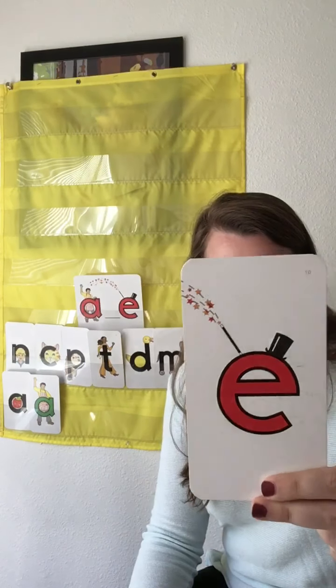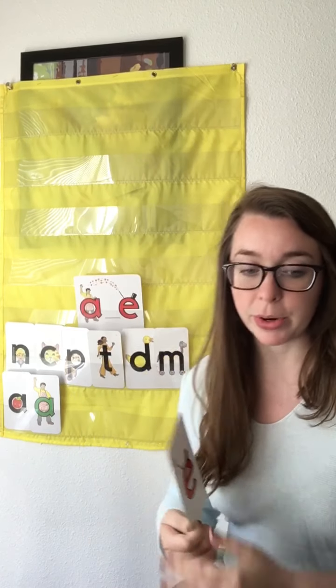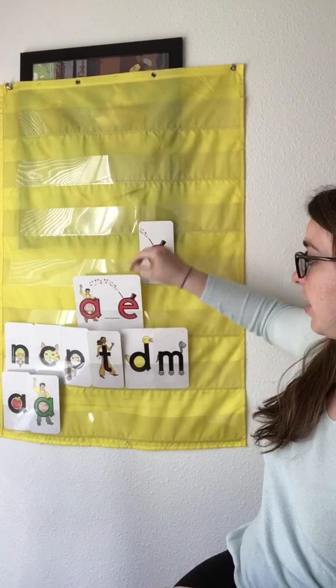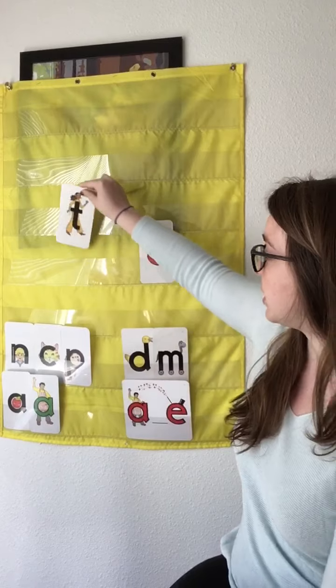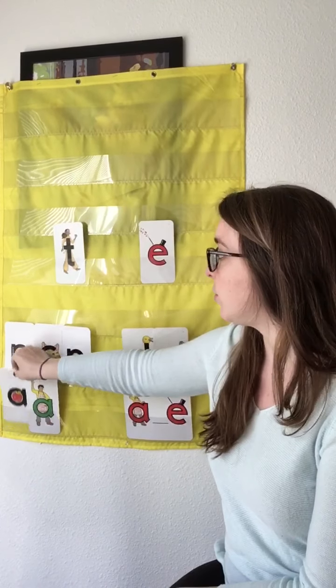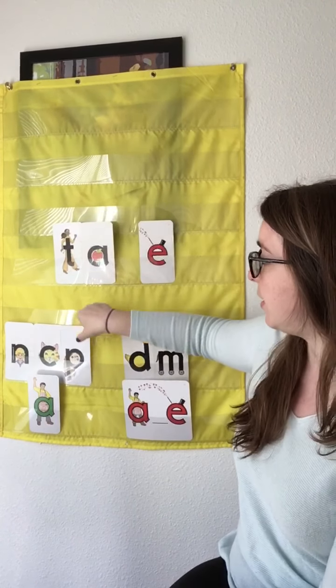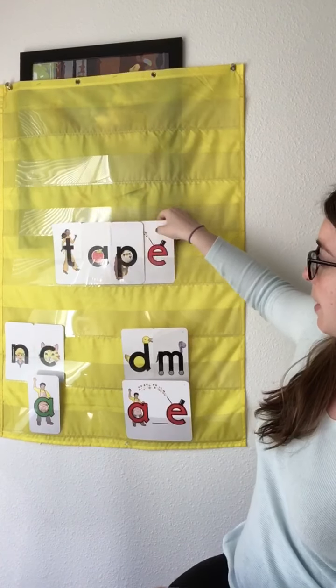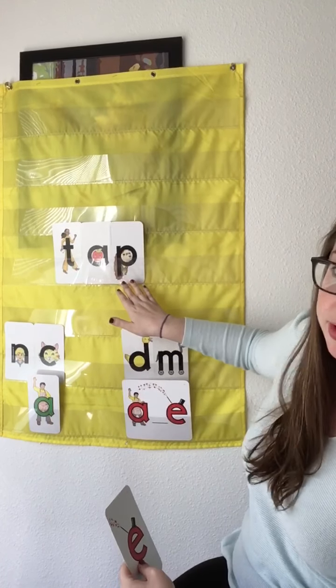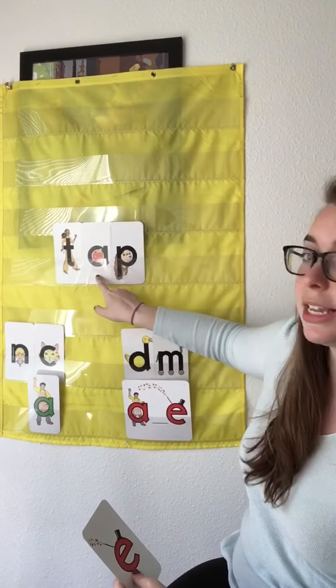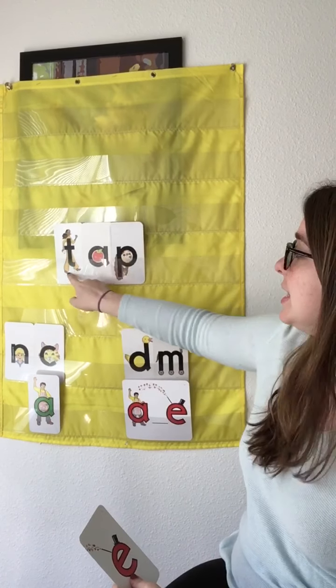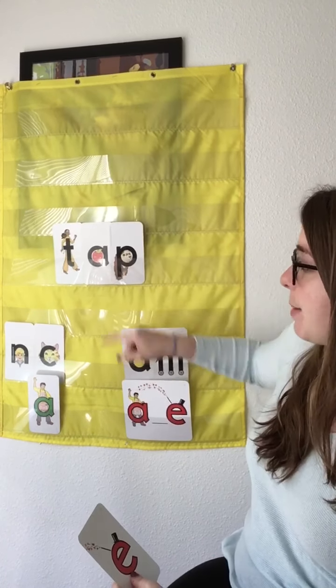Everybody say, hey, Magic E. And this is how Magic E works. We're going to put it at the end of words. So we're going to use talking tests. We're going to use Annie Apple. We're going to use Peter Puppy. So this is a word that we can all sound out. T, ap, tap. That is the word tap.